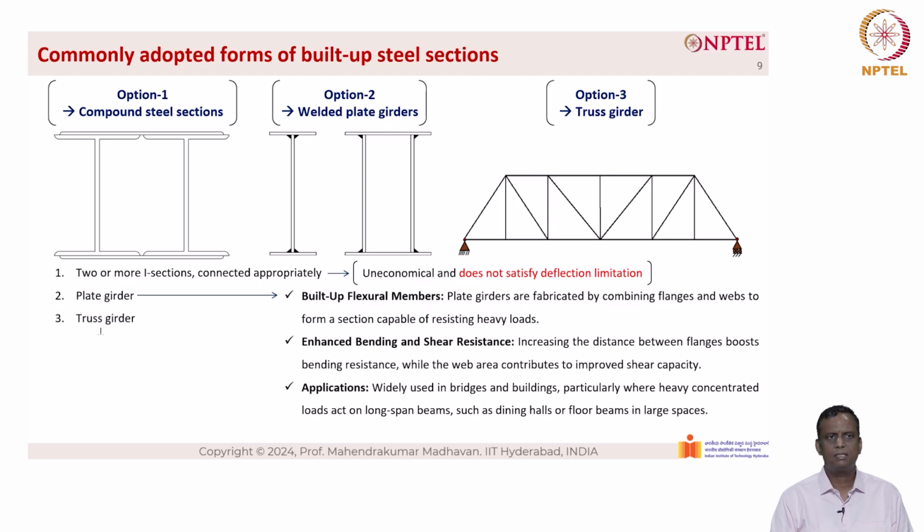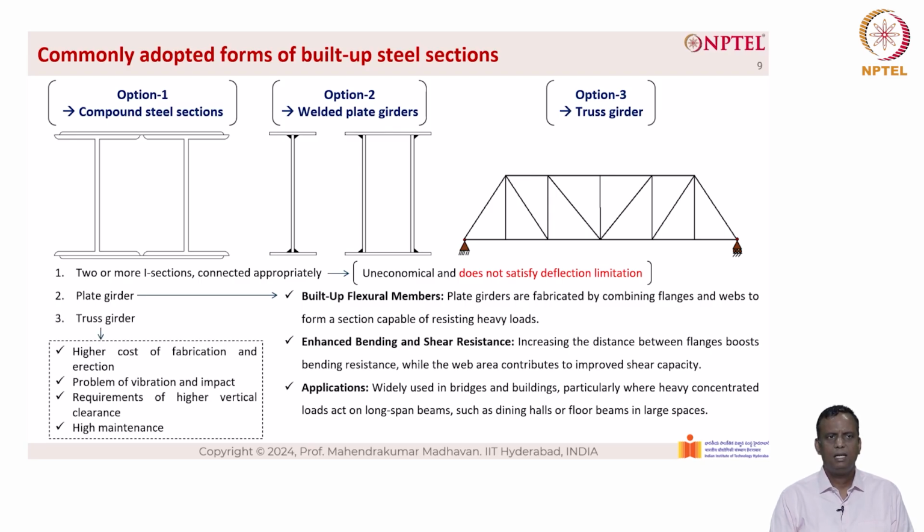Number 3 is the truss girder. The truss girder leads to higher cost of fabrication and erection. There is a problem of vibration and impact. The requirements for higher vertical clearance are more for truss girders, and it also leads to what is known as high maintenance. So option 2 is basically selected in this study, which is a welded plate girder.